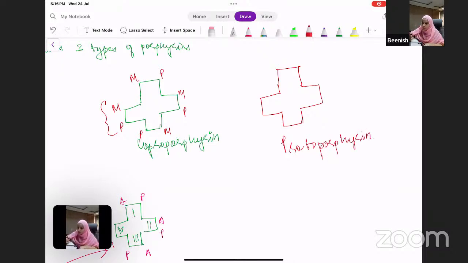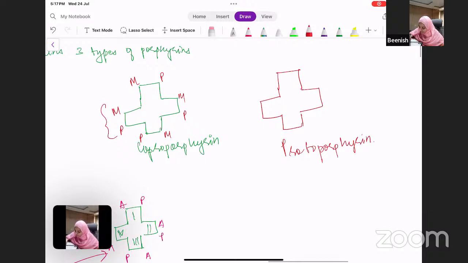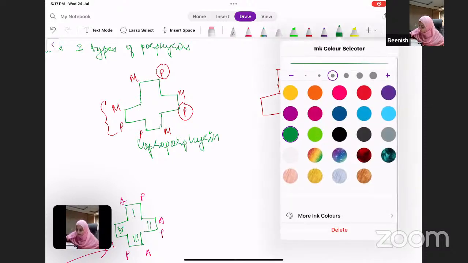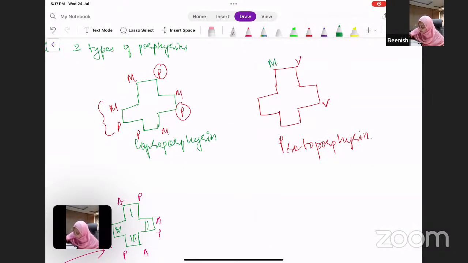So in protoporphyrin, the first and the second propionate in your coproporphyrin is changed to vinyl, okay? So this is the first and this is the second propionate. So this is changed to vinyl here. So in protoporphyrin, you have M and V, then you have M and V, then you have M, P, and P and M.